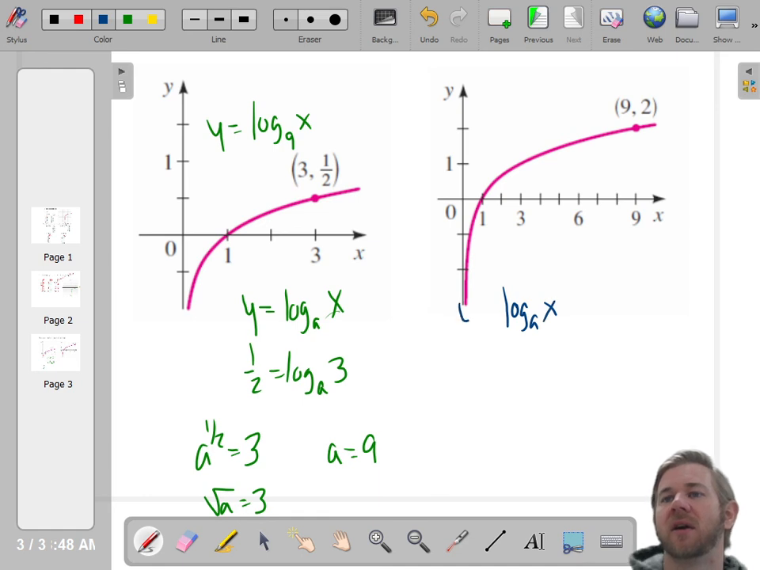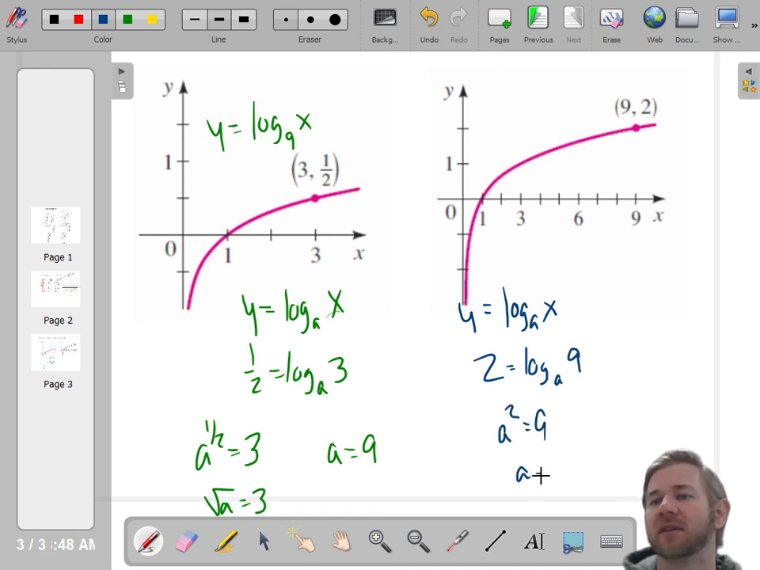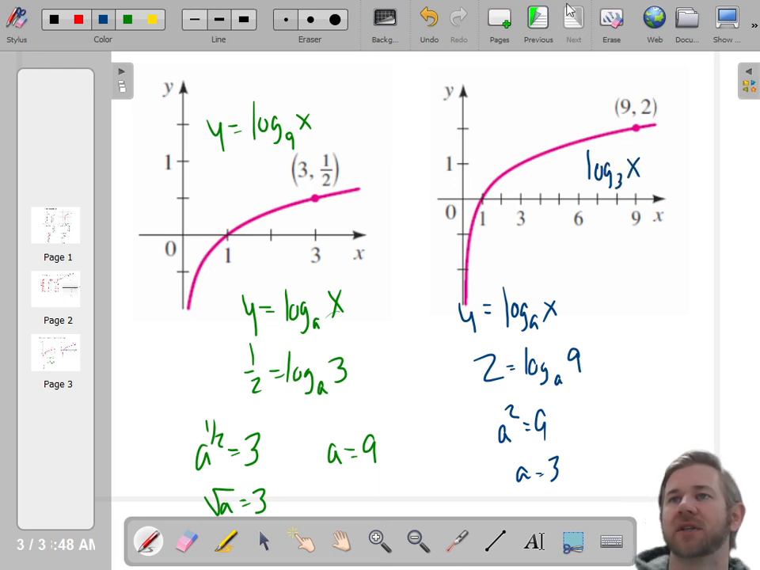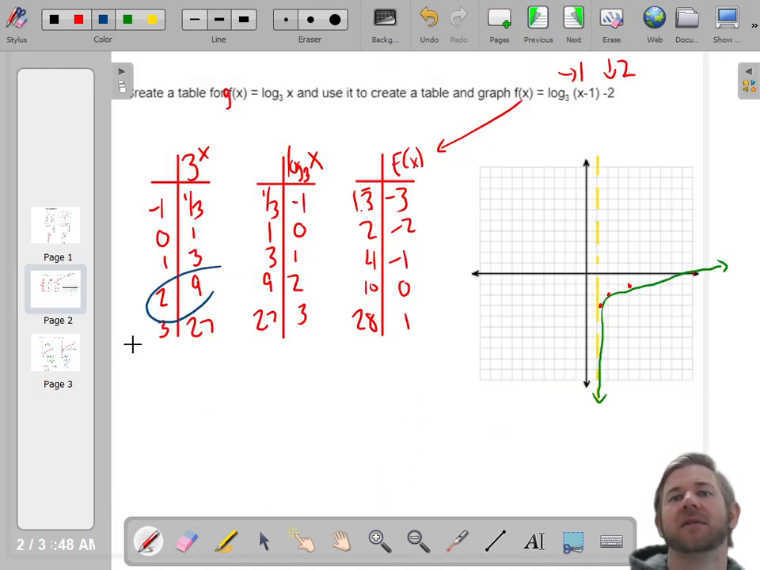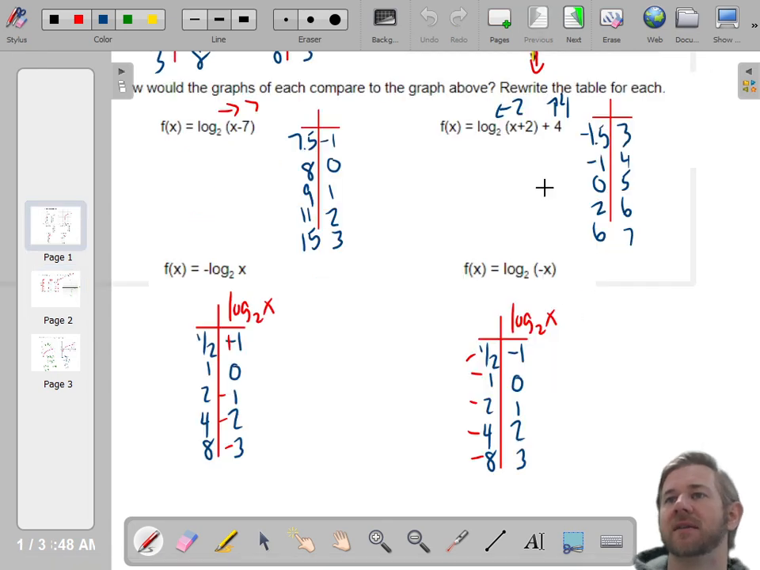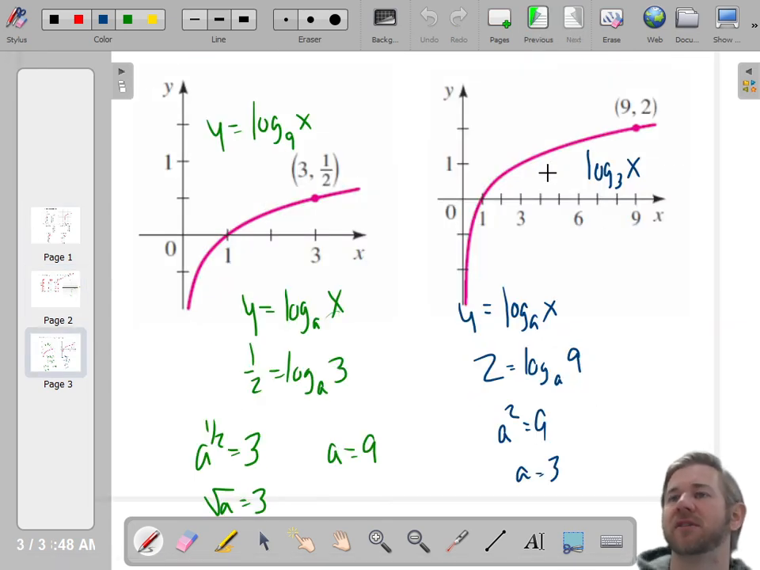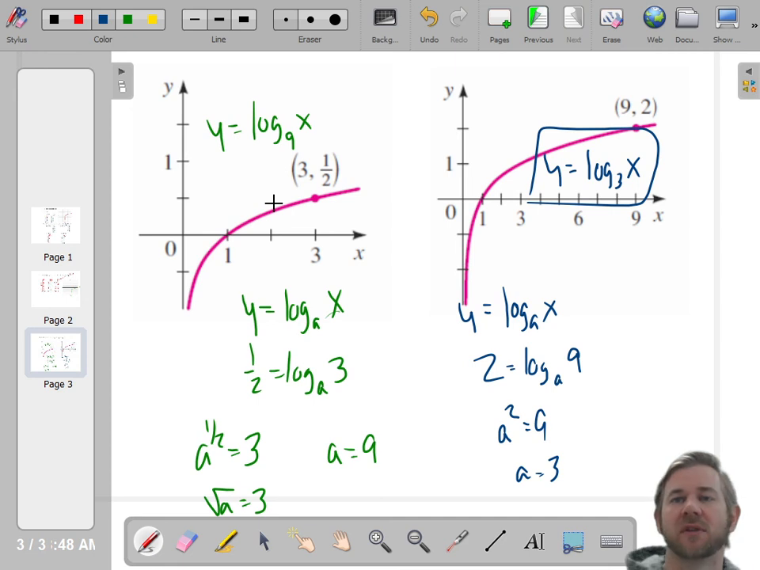Base a log of x. So we know y is 2. We don't know a, but we know x is 9. A squared is 9. Oh, a is 3. So this is the base 3 log of x, which we have in our table right here. 2, 9. So that's the, where'd it go? There we go. Base 3 log of x. Y equals the base 3 log of x.